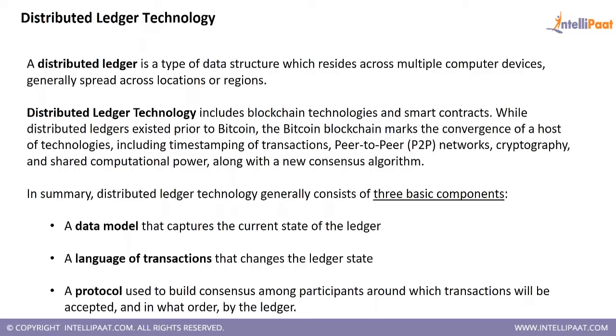A distributed ledger technology includes blockchain technologies and smart contracts. While most distributed ledgers existed prior to Bitcoin, the Bitcoin blockchain marks the convergence of a host of technologies, including timestamping of transactions. Why do we need the timestamp of the transactions? If you receive letters from the post office, there is a postmark against each letter, a timestamp of when the letter was received. Similarly, every block or transaction committed or created on the network has a timestamp associated with it, to uniquely identify what time the transaction was executed. That is why we say timestamping of transactions.